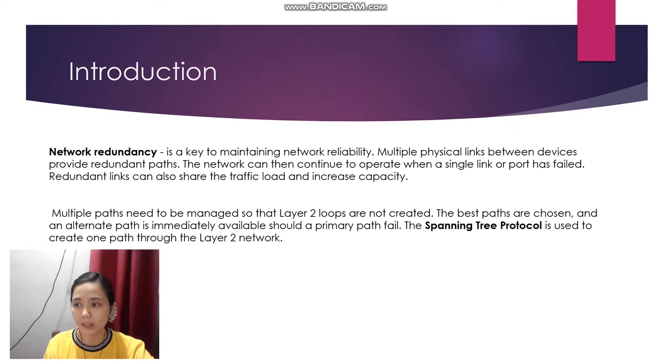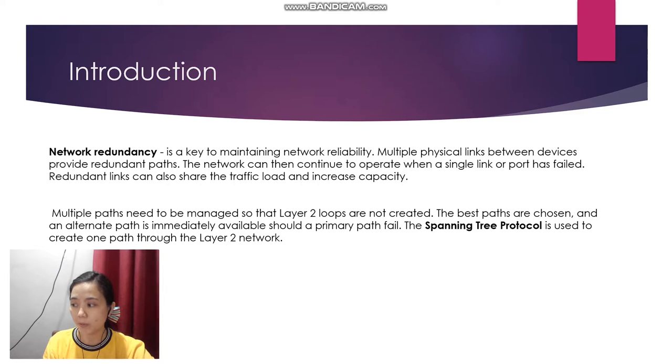Network redundancy is the key to maintaining network reliability. Multiple physical links between devices provide redundant paths. The network can then continue to operate when a single link or port has failed. Redundant links can also share the traffic load and increase capacity. Multiple paths need to be managed so that layer 2 loops are not created. The best paths are chosen, and an alternate path is immediately available should the primary path fail.